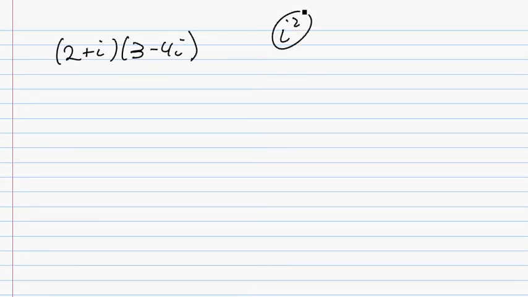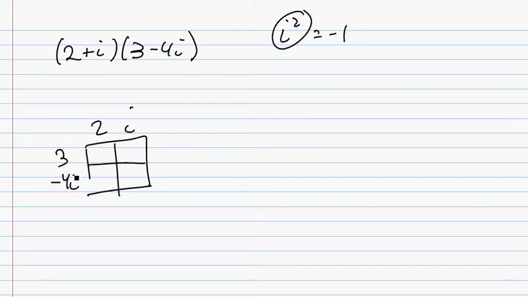Sometimes you'll run into something like 2 plus i and then 3 minus 4i. And so we are going to still FOIL this out, and we're still going to just use the fact that i squared is negative 1. So there's two ways to do this. One way is to do the box. And so I'd put 2 and i and 3 and negative 4i here. And we multiply where columns and rows intersect.